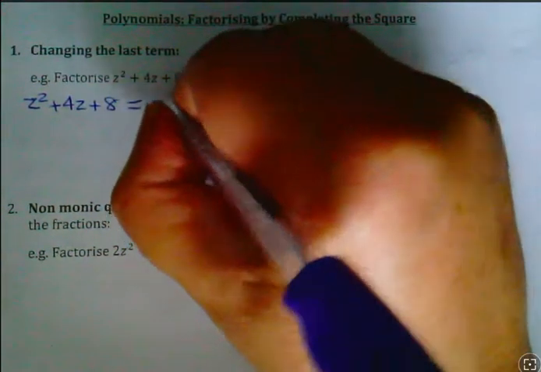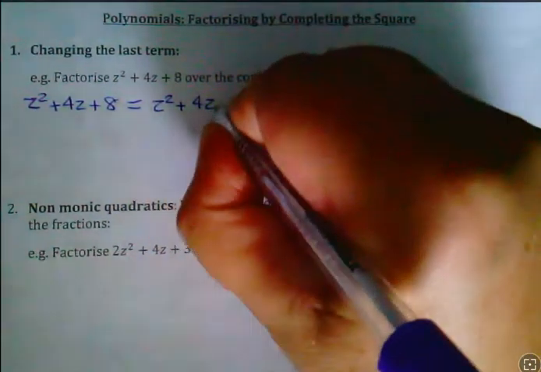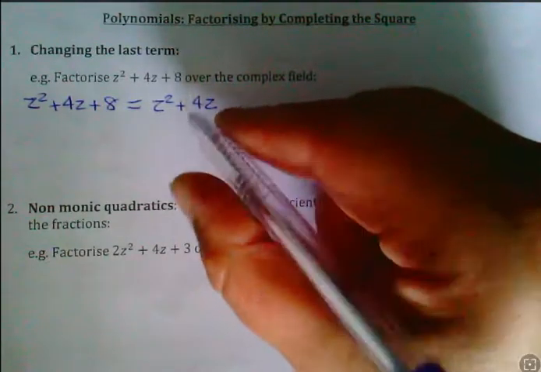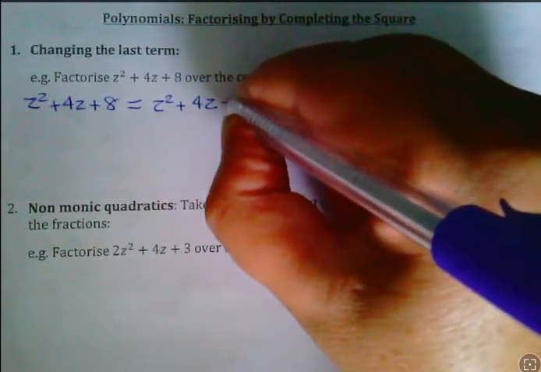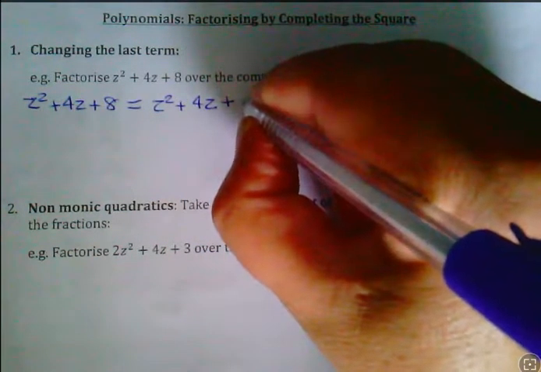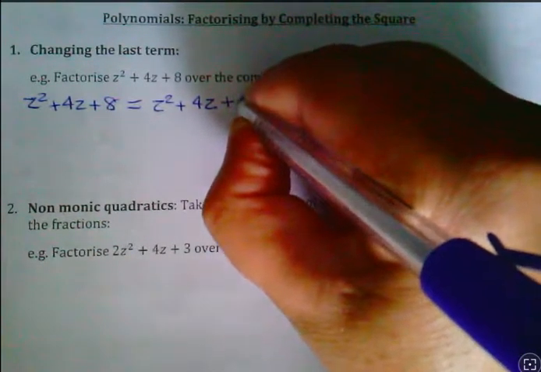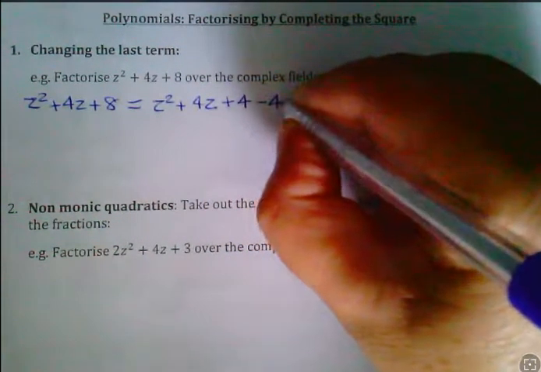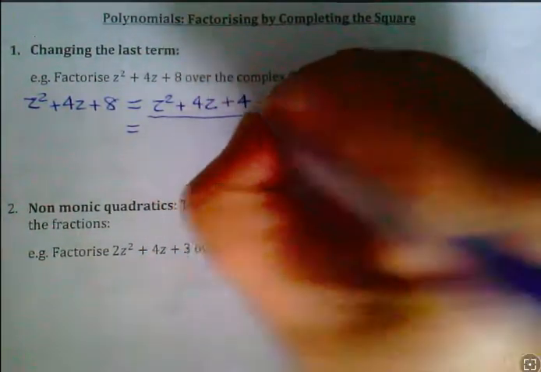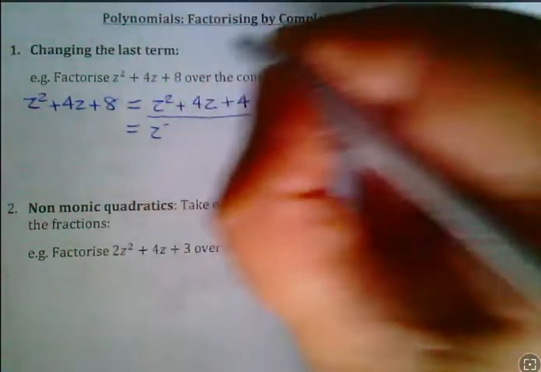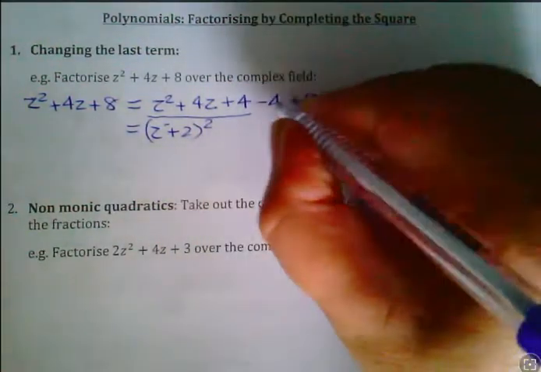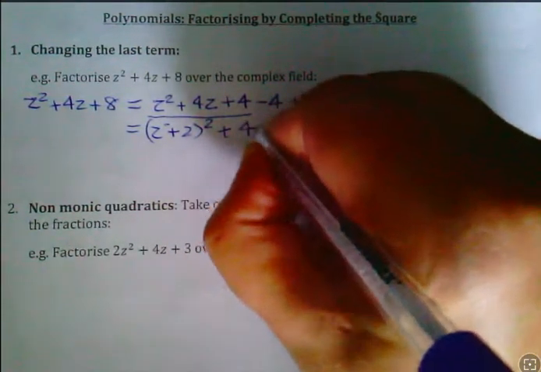Well, that's really equal to z squared plus 4z. Now, to complete the square, we halve the 4, which is 2, and then we square it, so we get plus 4. But I'm going to write down what I've got. So I've got z squared plus 4z plus 4. We're adding that, then we take it away, then we put plus 8 because that's what we originally had. So these three terms here complete the square. So I've got z, they make z plus 2, all squared, and negative 4 plus 8 is plus 4.